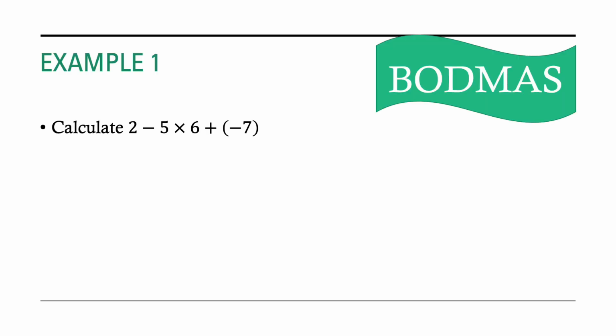In this first example, it's telling us to calculate 2 minus 5 times 6 plus minus 7. And for this example, we're going to be using BODMAS, our order of operations. So this is telling us to use brackets first. And because we have brackets in the minus 7, it will give us 2 minus 5 times 6 minus 7.